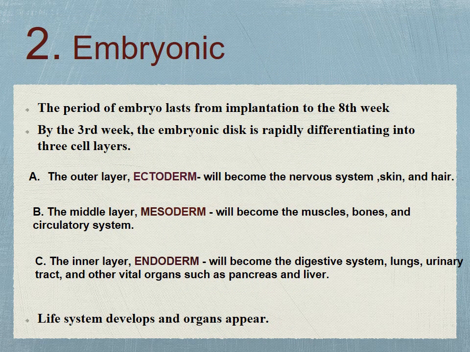Now let's discuss about the second stage, which is the embryonic. The period of embryo lasts from implantation to the 8th week. By the 3rd week, the embryonic disc is rapidly differentiating into 3 cell layers. The first one is the outer layer, that is ectoderm, which will become the nervous system, skin and hair. The middle layer is the mesoderm, which becomes the muscles, bone, and circulatory system part. The inner layer, endoderm, will become the digestive system, lungs, urinary tract, and other vital organs such as pancreas and liver. In this stage, the brain and the spinal cord connect, and even the life system develops and organs start to appear.